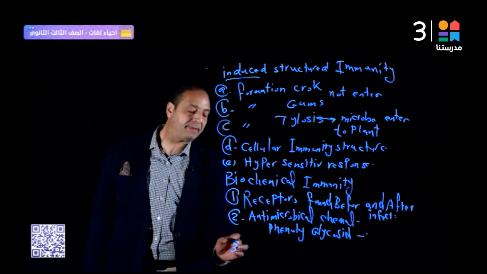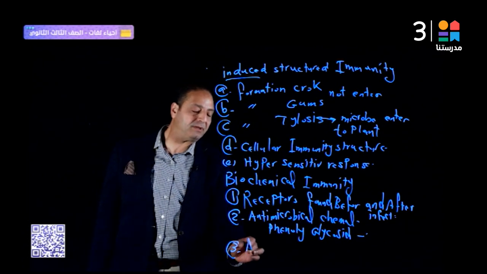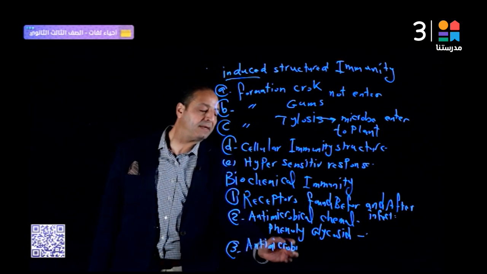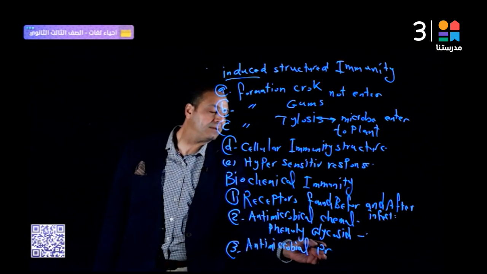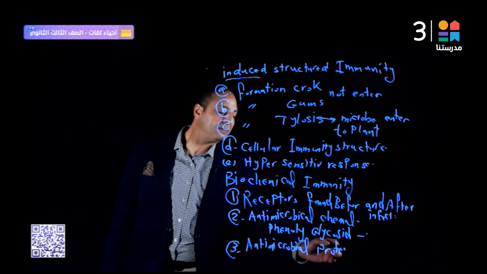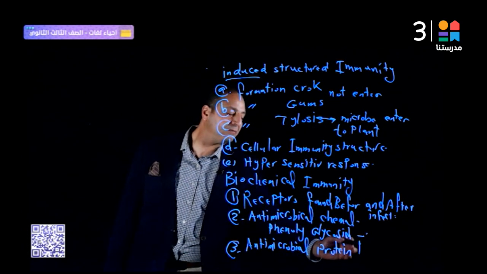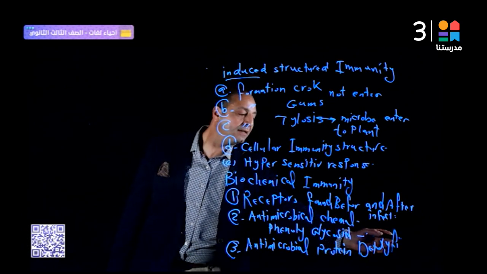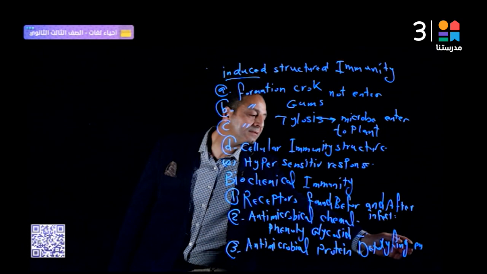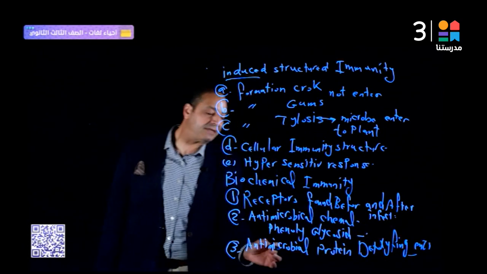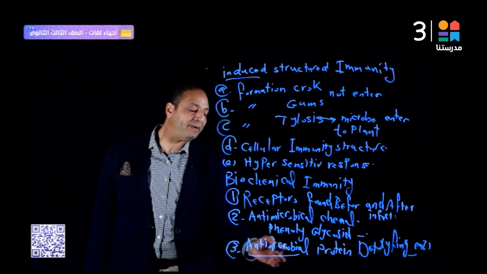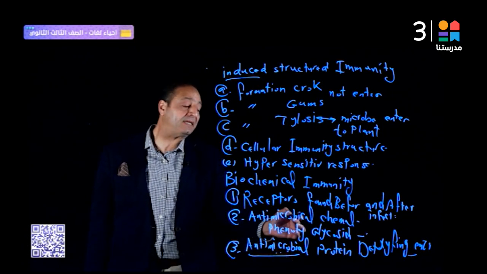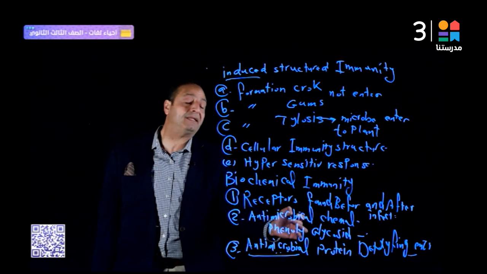Number 3, antimicrobial protein. Number 4, detoxifying enzyme. Okay, with these types, when the microbe enters, the plant struggles against the microbes. Antimicrobials secrete chemical substances against the microbe and pathogens.